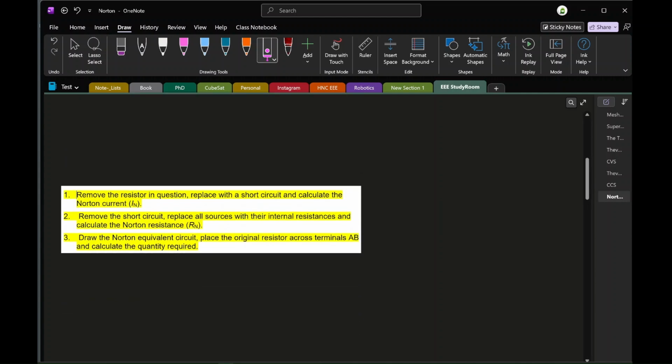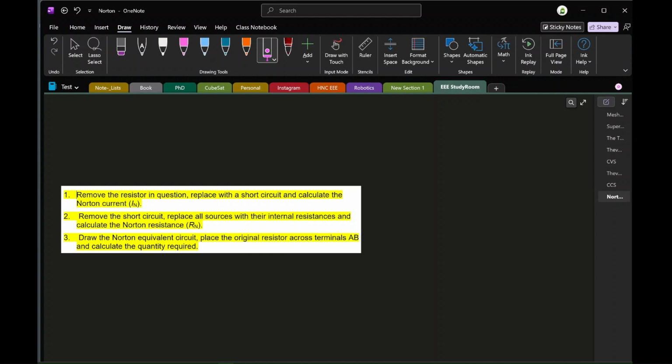Before we take a look at the actual problem, these are the three general rules. Step 1 is to remove the resistor in question. That's the resistor that you want to know more information about, whether it be current or voltage relating to that particular component. We would remove the resistor in question and replace it with a short circuit. This would allow us to calculate the Norton current.